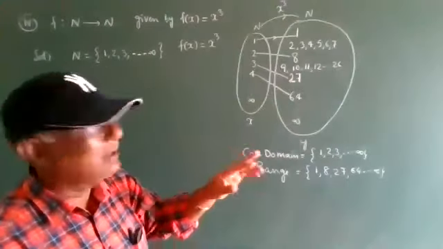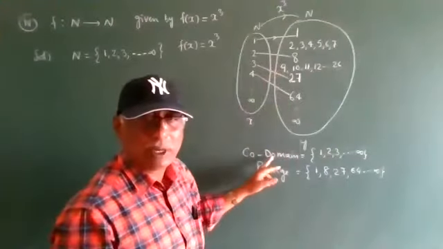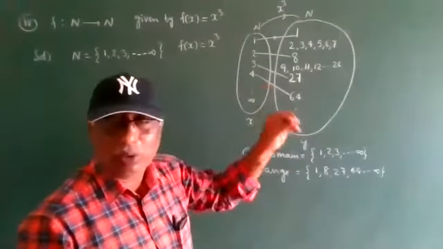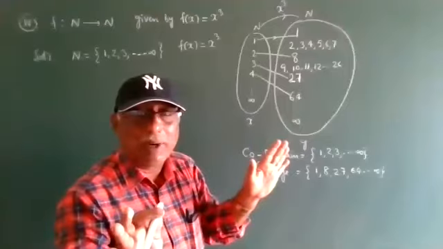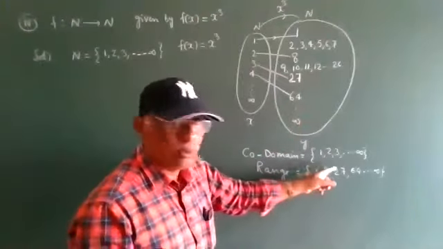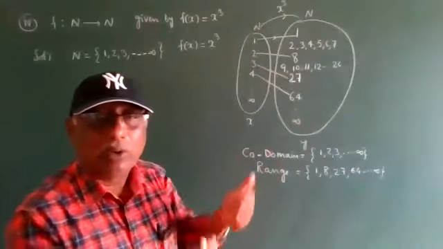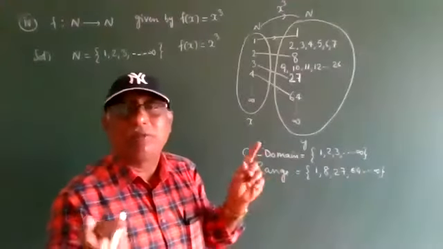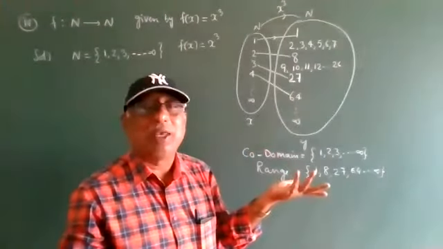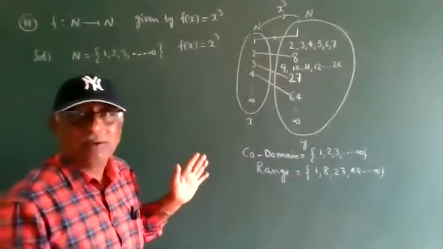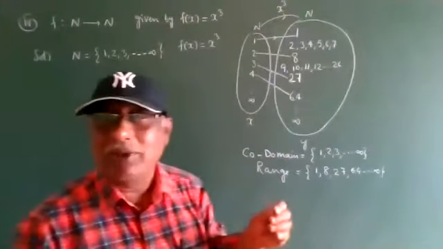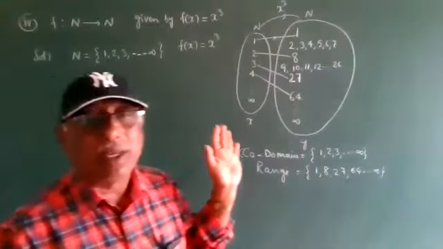Next, it is not onto because the codomain is 1, 2, 3 up to infinity, but the range is only cubic numbers: only 1, 8, 27, 64. Codomain and range are not equal. Therefore, it is not surjective. Very easy. If we draw the figure, the problem is very easy. We should draw the figure and we can do the problem very easily.